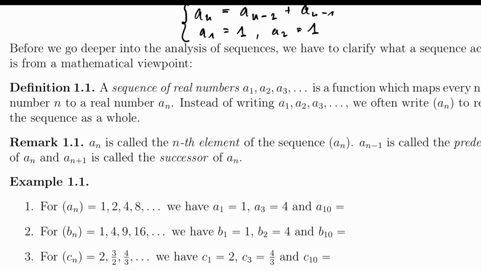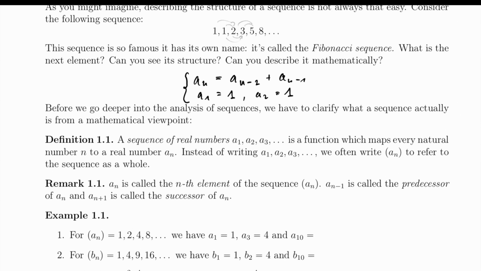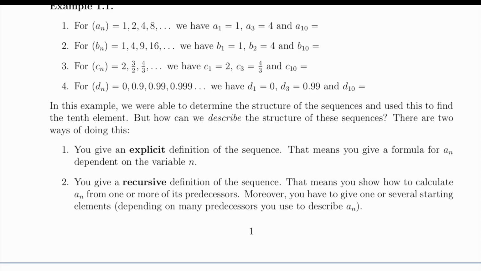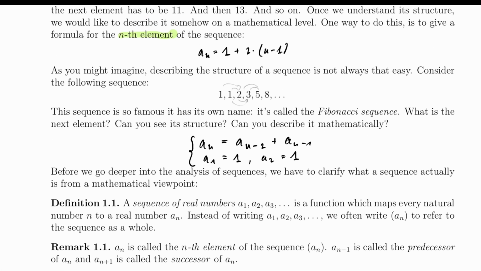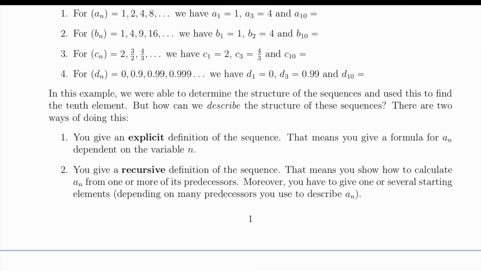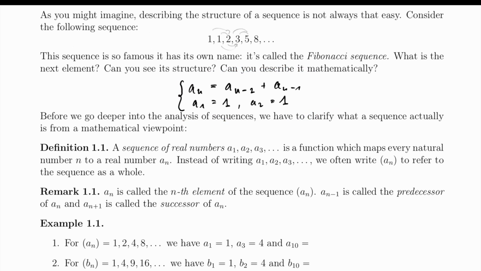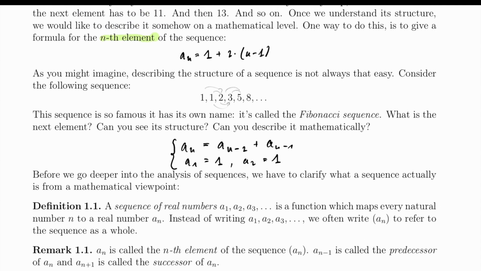This here marks also the general difference between the descriptions you can have for a sequence. You can have a so-called explicit definition. That would be the example here. Or you can have a recursive definition. That would be the example here. And there are pros and cons for each definition.